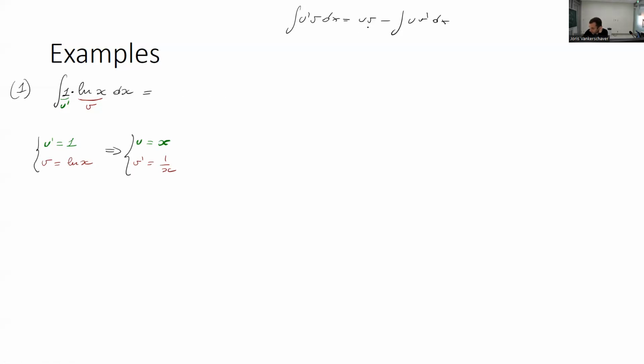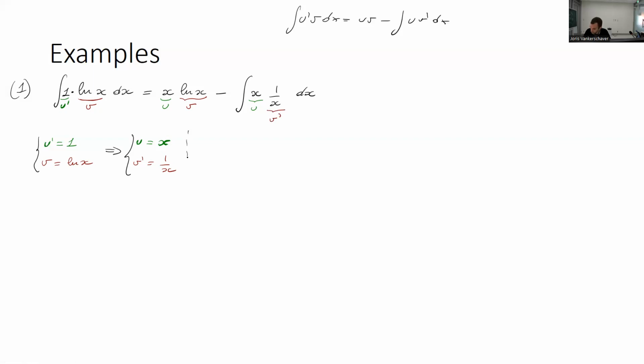I get u times v, so x times ln x. In other words, u here and v here. And then minus, and now I get the integral of u v prime. So u is x, and v prime is 1 over x dx. So here we have u again, and here we have v prime.